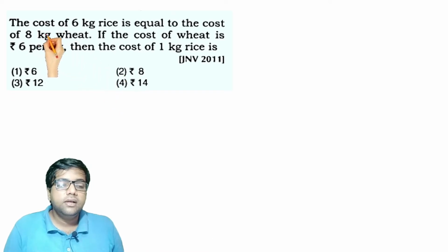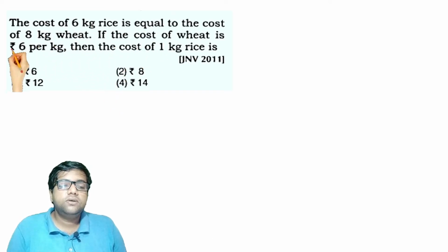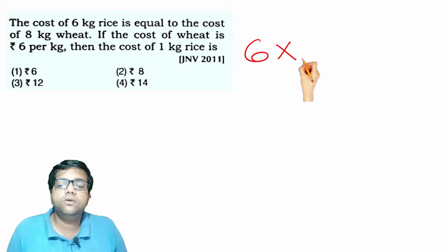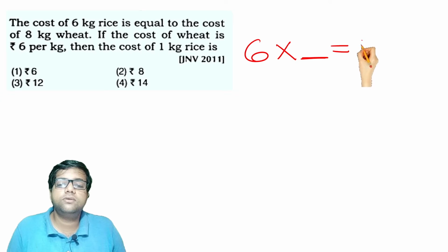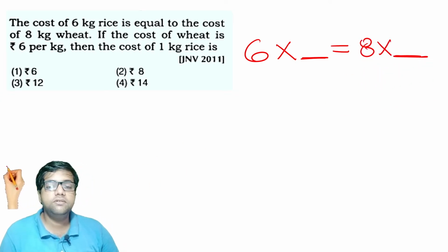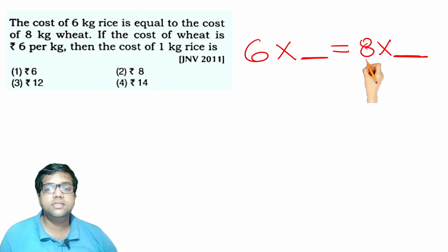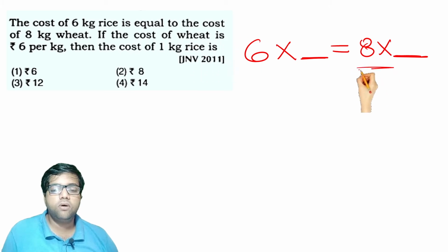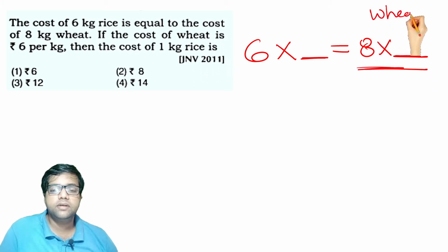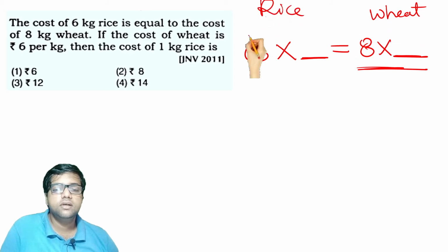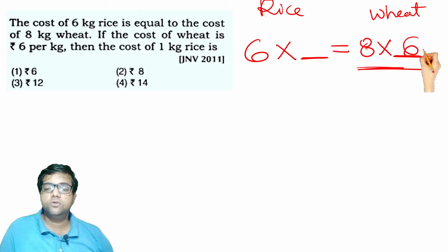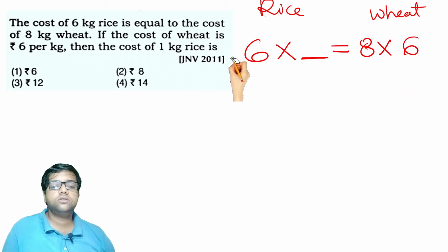Let's move ahead. The cost of 6 kg rice is equal to the cost of 8 kg wheat. So the cost of 6 kg rice, we don't know the per kg cost, is equal to the cost of 8 kg wheat, and we don't know the cost per kg of wheat. Here is the wheat and here is the rice. So if the cost of wheat is 6 rupees per kg, then the cost of rice is what?